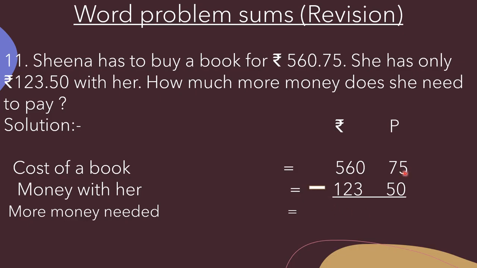So let's start from our right hand side. 5 minus 0, that is equal to 5. 7 minus 5, that is equal to 2. 0 minus 3, that is not possible. So here we will take borrow and the 0 will become 10. Okay, and the 6 will become 6 minus 1, 5. Now 10 minus 3, that is equal to 7. 5 minus 2, that is equal to 3. 5 minus 1, that is equal to 4.